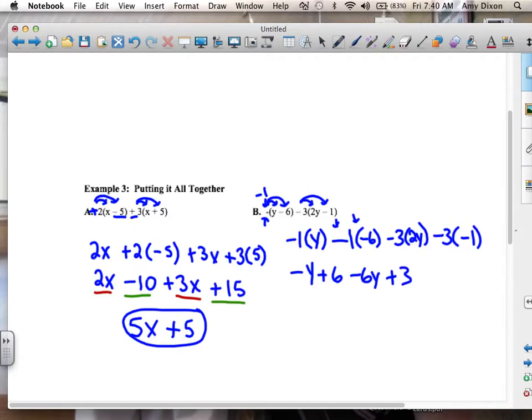And then we just go through and combine our like terms. We have negative y and negative 6y. There's a 1 there that you don't see. So we add those, we get negative 7y. Plus 6 plus 3 is 9, so plus 9. And I'll give you just a second to write that down.